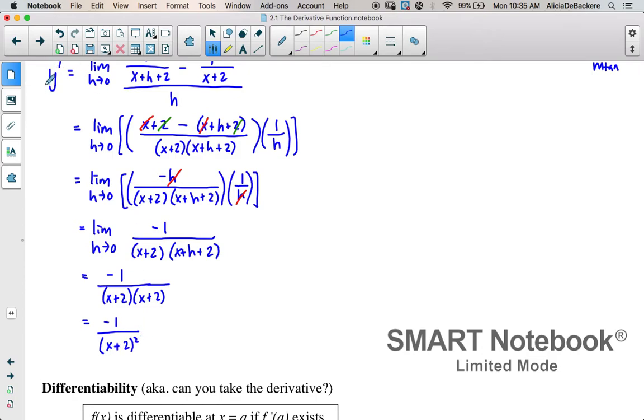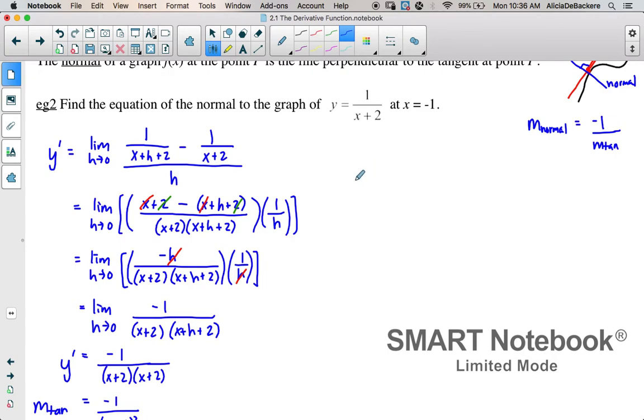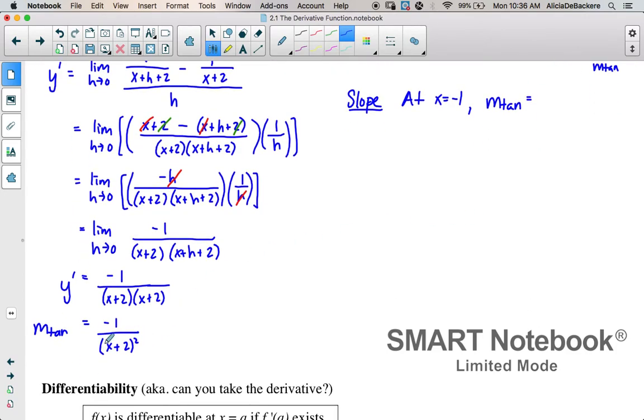Okay, now remember that this is y prime, which is the same as the slope of the tangent, right? So we've got y prime here. That's the slope of the tangent. I want the slope of the normal, though. And I want to know what's going on at x equals -1. So for the slope, I'm going to say at x equals -1, the slope of the tangent is equal to, so I'm just plugging in -1 here into my expression. And so in the denominator here, I get 1 squared, which is just 1. Negative 1 divided by 1 is just negative 1.